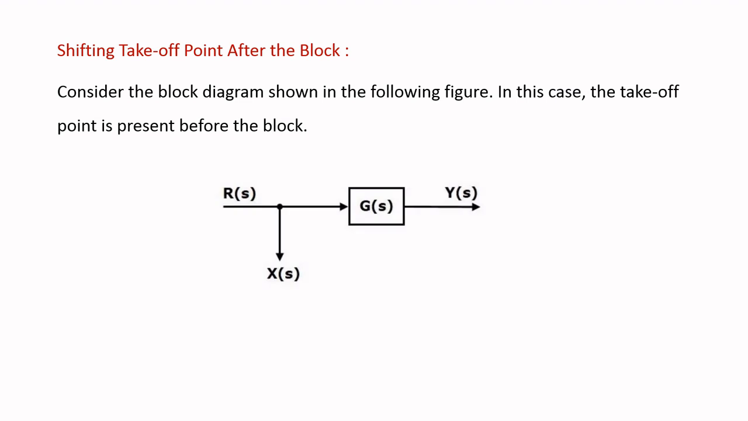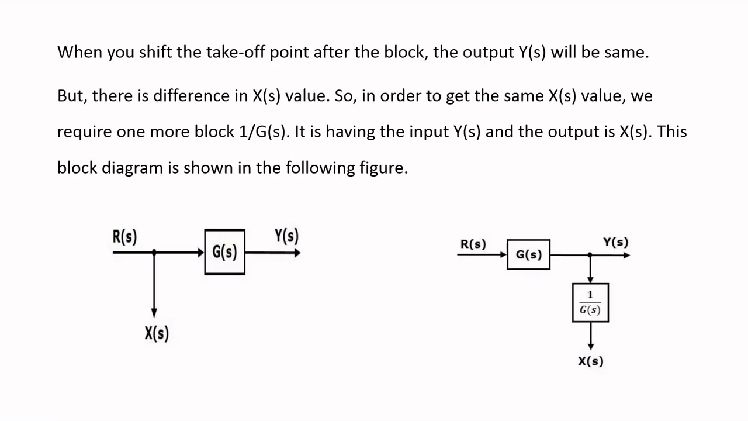This is the block diagram with the takeoff point before the block. If you want to shift this takeoff point after the block, we require one more block. This is the representation of the block diagram which is having the takeoff point before the block, and this is the block diagram which is having the takeoff point after the block. Means if you want to shift this takeoff point after the block, we require one more block which is having the transfer function 1 by g of s. In these two cases, we are going to get the output as same.